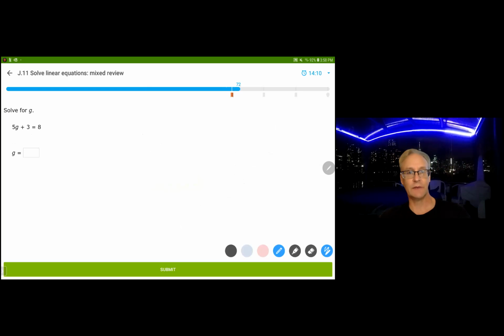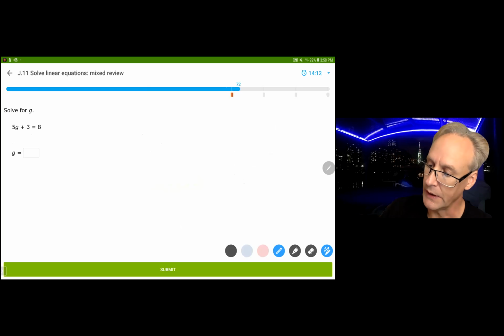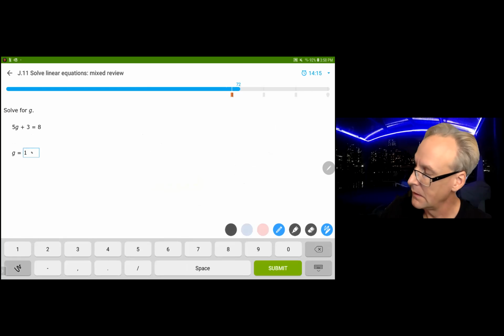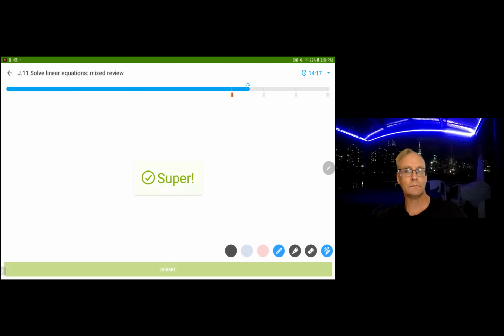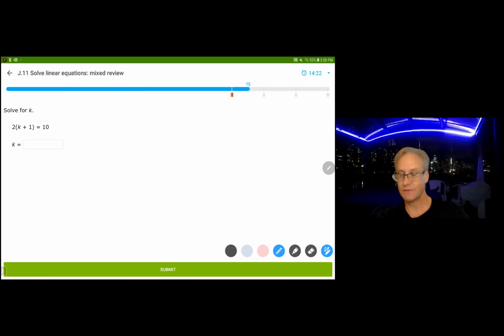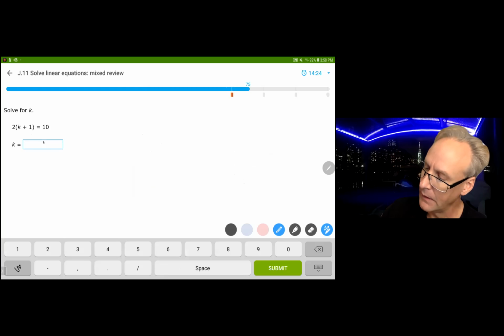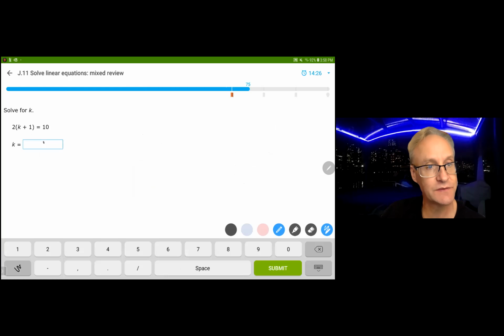Okay, we're going to subtract 3 and divide by 5, and I'm going to get 1. Do it yourself if you can't see it. Divide by 2 and subtract 1, and you get 4. I'm dividing by 2 on both sides, and then I'm subtracting 1 on both sides. If you want to distribute the 2, subtract the 2, and divide by 2, you can do that. It's just easier to divide by 2 on both sides, and what you get is k plus 1 is equal to 5. And clearly, you subtract 1 and get k equal to 4.